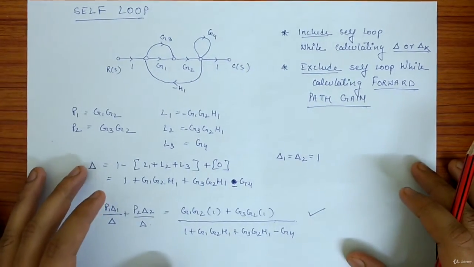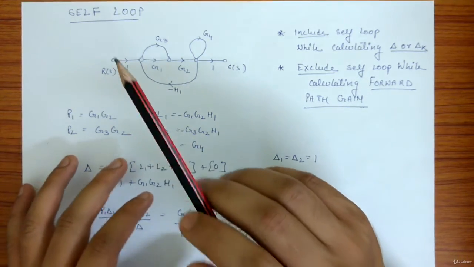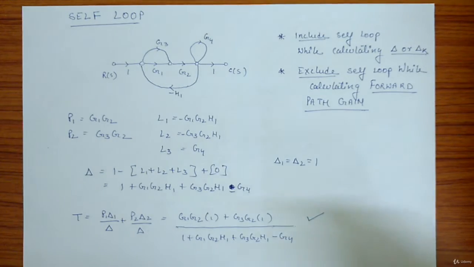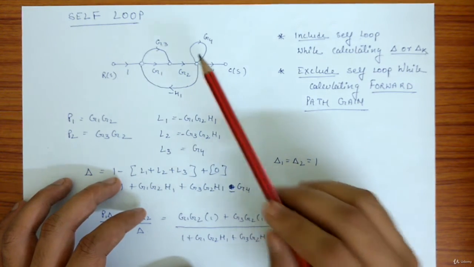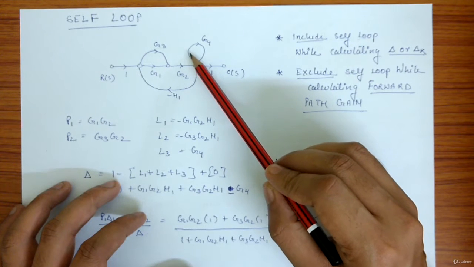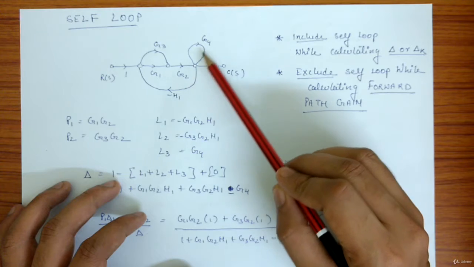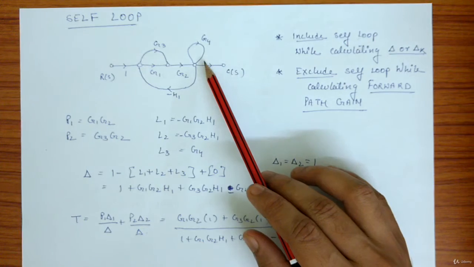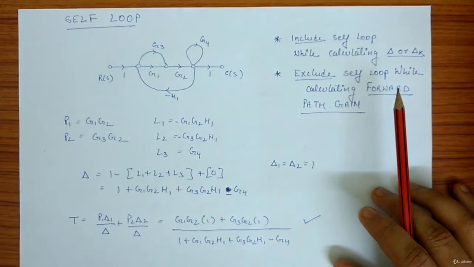Hi. So in this slide, I'm going to be telling you about something called self loop in Mason's gain formula and how to deal with self loop. Here you can see in this example, I've shown this node. See this node. This is a loop whose branch starts from this node and comes to this same node with a gain of G4. So this kind of loop is called a self loop in signal flow graph.